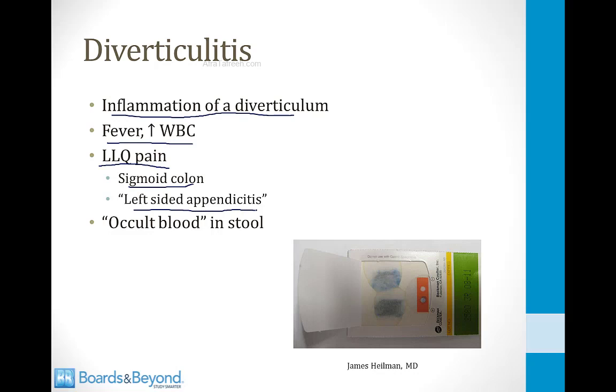Another characteristic finding is what's known as occult blood. Occult blood means blood that you can't see with your eye, but it is present and you can detect it if you do a special test. Shown on the screen here is a hemoccult test. You put a small smudge of stool on the test strip and then you drop the solution on it. It will turn blue if there is blood hiding in the stool. So a positive test for occult blood is something that you commonly see in diverticulitis.